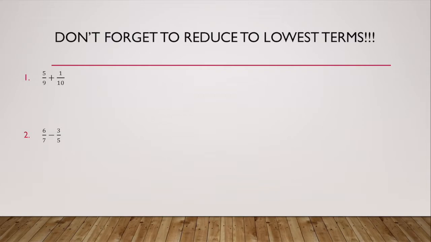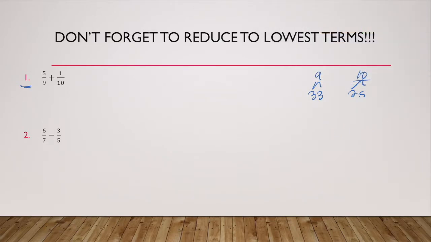So let's go ahead and find the LCD, and remember not to forget to simplify your fractions. So for problem 1, I've got 5/9 plus 1/10. 9 factors into a 3 and a 3. 10 factors into a 2 and a 5. If we were going to do the column method, I don't know why I was trying to rush through that, I'm sorry.